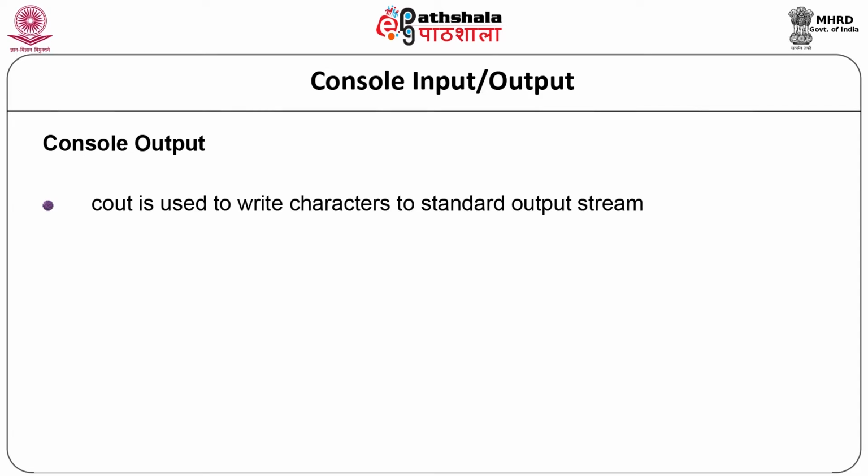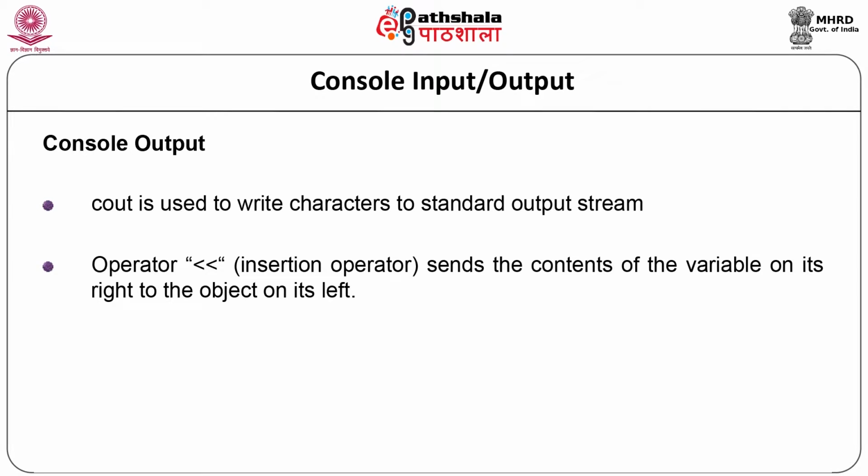The cout is used to write the characters to the standard output stream. The operator <<, which is a binary operator, sends the contents of the variable on its right to the object on its left. The operator is also known as the insertion operator. This operator is actually a bitwise left shift operator, but it has been overloaded to make it work as an insertion operator. The advantage of the insertion operator is that it does not require any format specifiers like %d, %c, %f, etc. as in C language to represent the data of different data types.